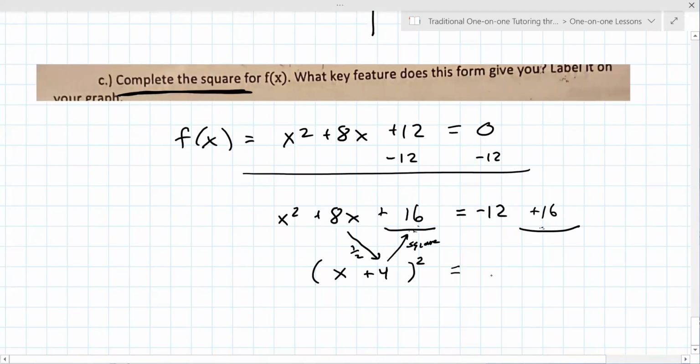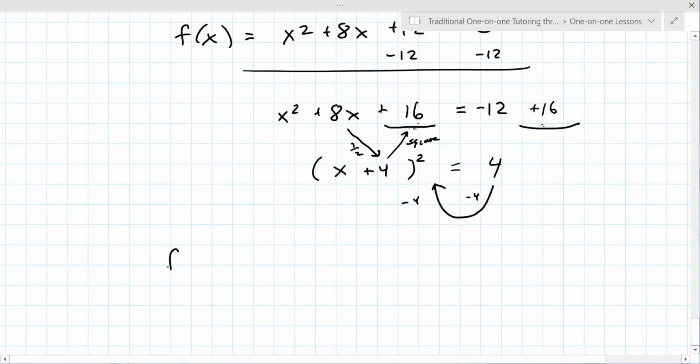So plus 16. Okay, so then what do I write? Positive 4 right there. Then you move it back, subtract 4 from both sides. So you have f of x equals x plus 4 squared minus 4. And this is in vertex form. Okay.